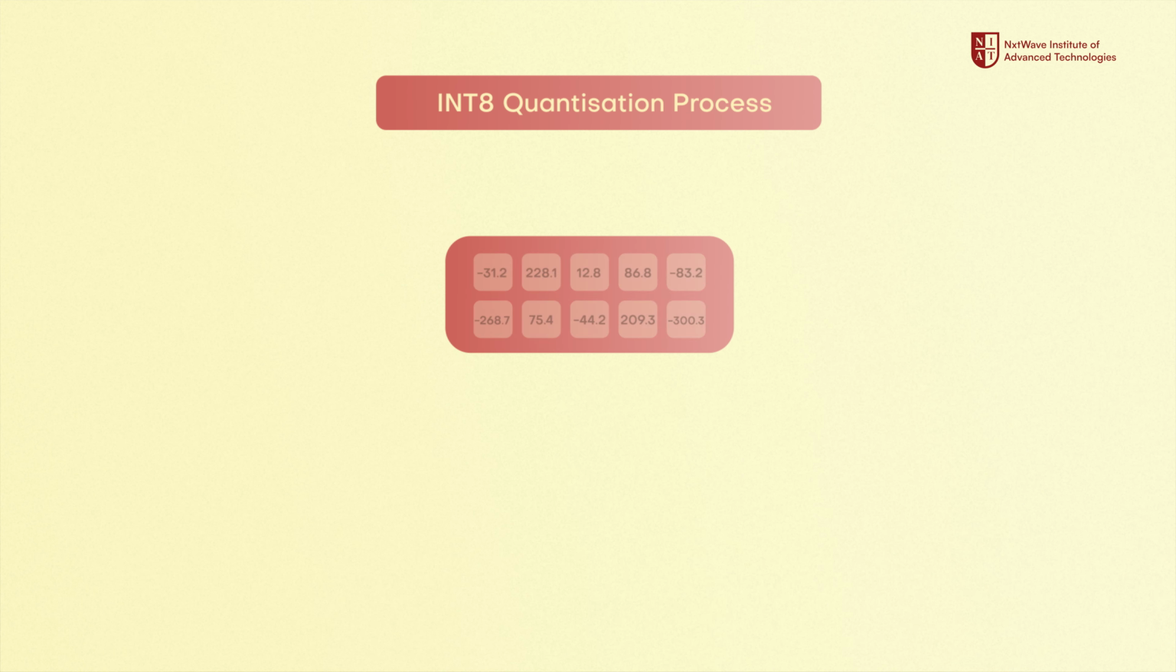We represent them using fewer bits like float 16, BF16, or even down to int8, which is just 8 bits per number. Let me walk you through this visual. On the top here, we've got our original weights in float 32. You'll notice some big values here: 228.1, 209.3, and even -300.3. These are precise but expensive to store and compute.